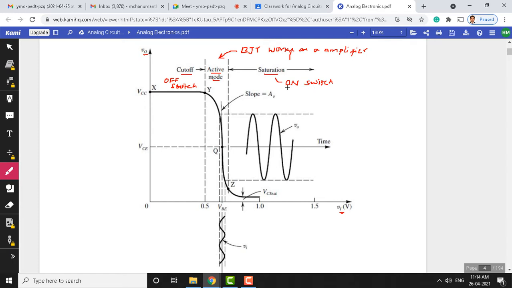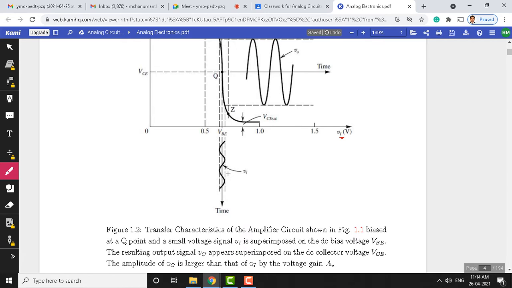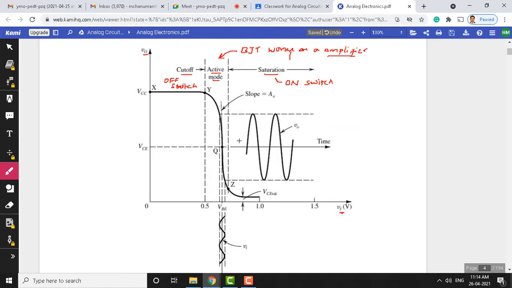We are not interested in this course in using the BJT as an off or on switch, but mainly in using it as an amplifier. For a BJT to work like an amplifier, we must operate it in the active mode. In active mode, this transfer characteristic is, to some extent, linear. In this linear region, if you apply a sinusoidal input signal to the circuit we have shown, the output signal is going to be an amplified version.